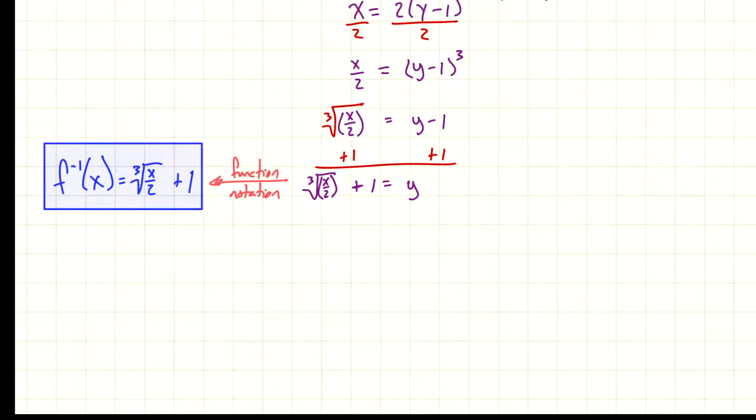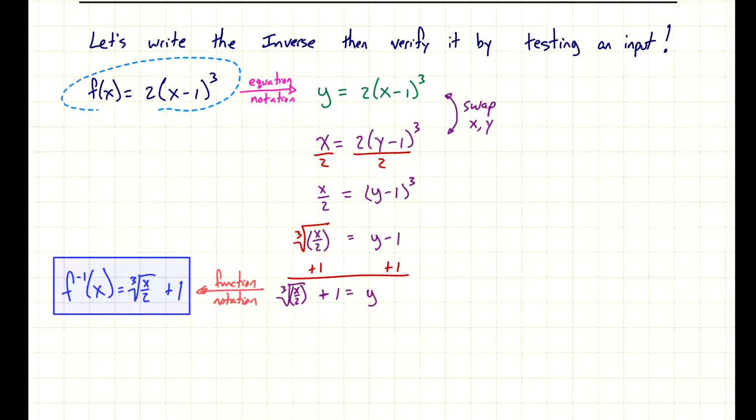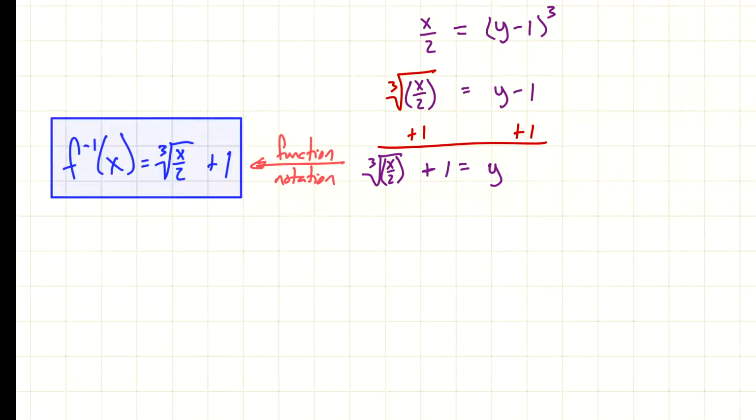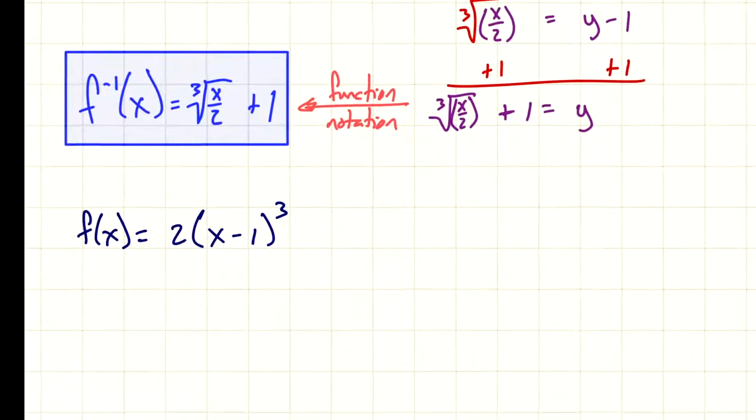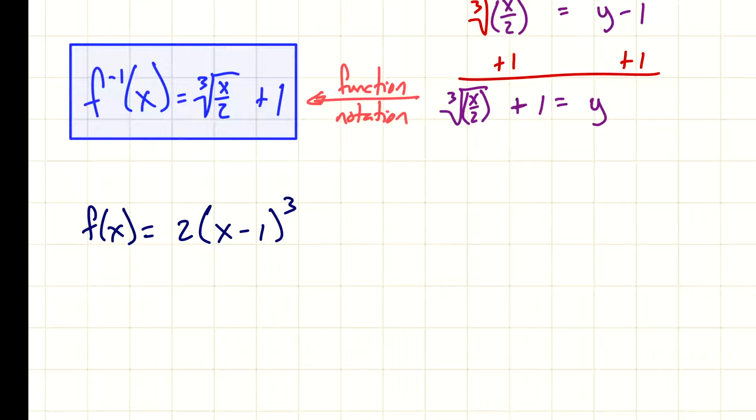Let me copy the original function. So here we have the inverse and we have the original function. Are they inverses of each other? All right, so it's kind of like the picture I showed you above where I had the two function machines stacked up on top of each other. Is it going to work? If we stack them up, will we end up with the same input?